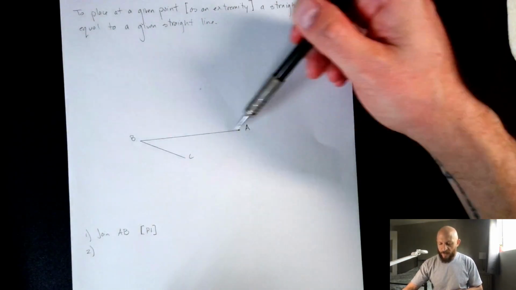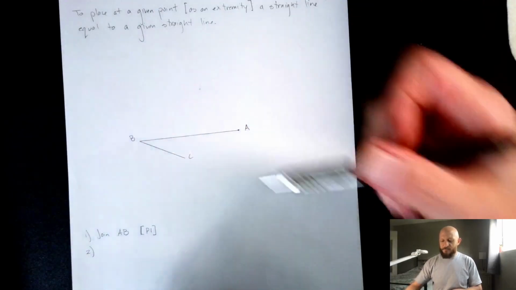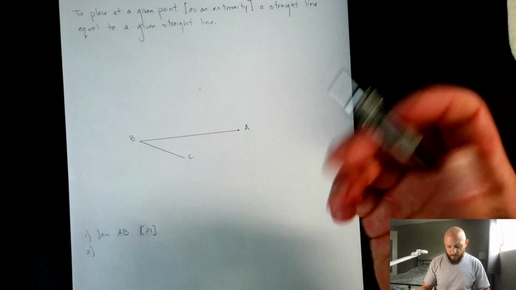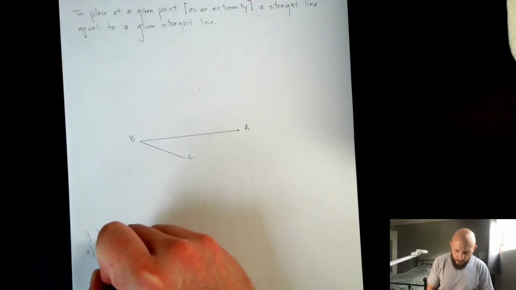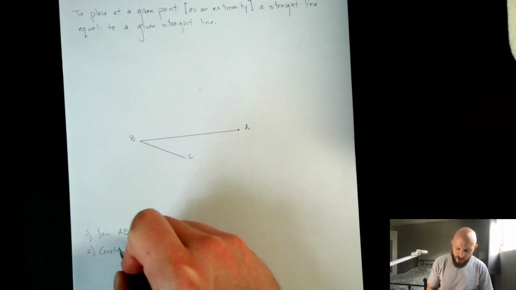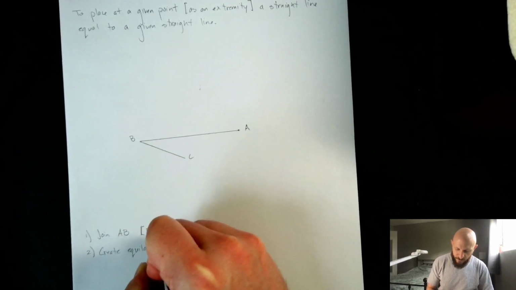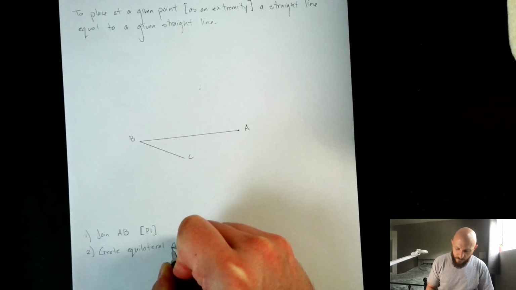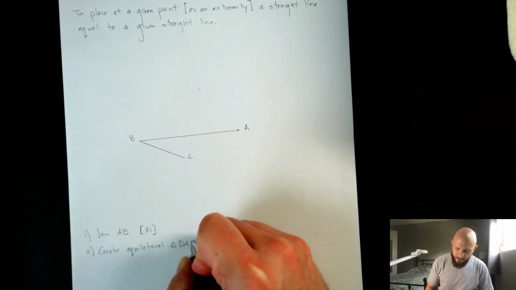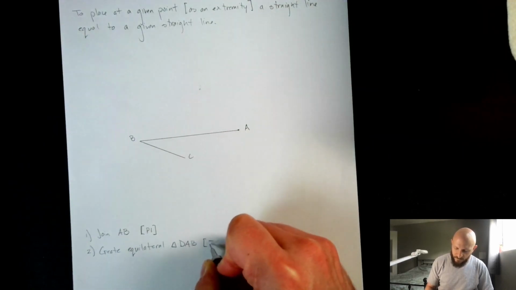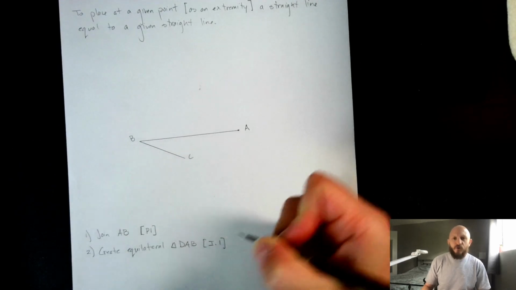Alright, what's next? So next is we create the equilateral triangle DAB, an equilateral triangle of side length AB, which we're able to do because of proposition 1. So construct equilateral triangle DAB. And this comes from proposition 1, book 1.